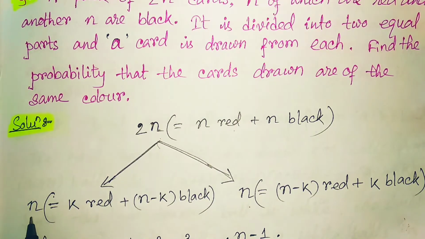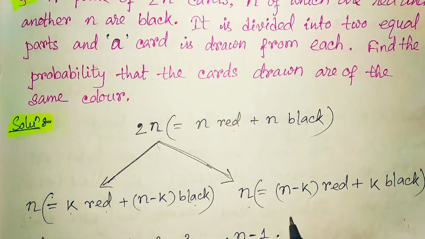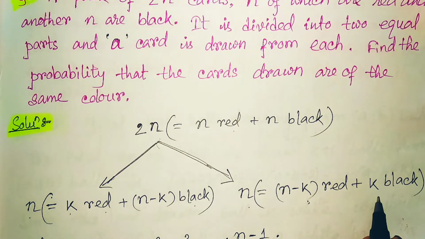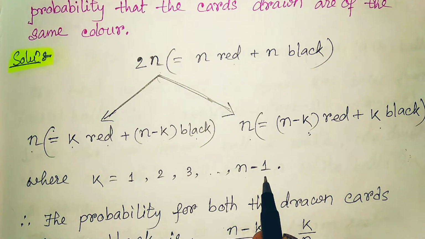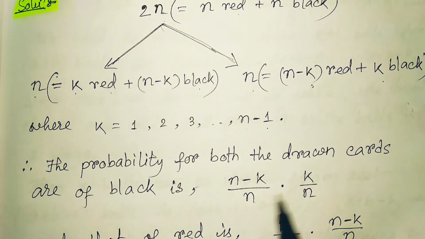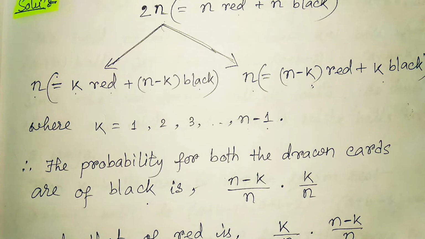So definitely the first part contains, suppose, k red cards, then n minus k black cards, and then the second part definitely contains n minus k red cards and k black cards. Now here k may be 1, 2, 3 up to n minus 1, anything. So our requirement is what? To find the probability that the cards drawn are of the same color. So from both the parts one card will be drawn and both the cards will be of the same color.